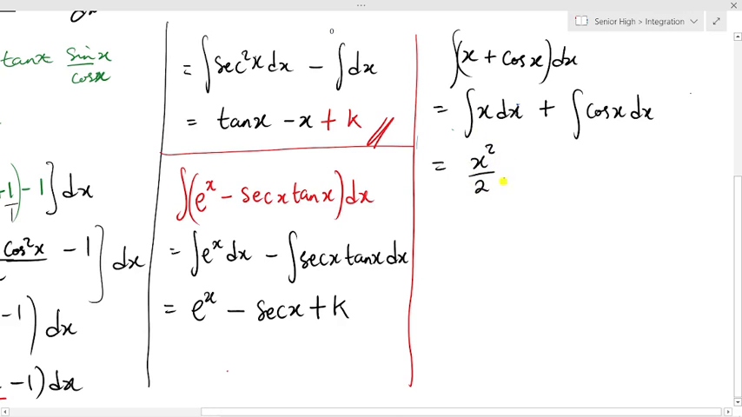Remember, this is how you integrate. If you still do not remember integration, please go back to the video we've done on integration and catch up on that. And the integral of cos x is what? Sine x. Remember, putting your constant k. And that's all. That's how simple it can be when you understand your transformations in integration.